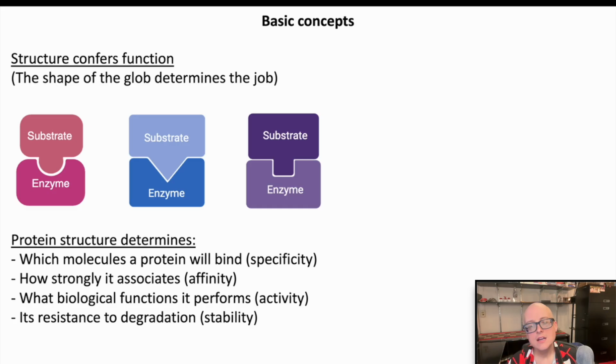So these four themes that arise from the structure of proteins, we'll see them come up over and over again as we think about different proteins of the immune system and how they interact with their various targets.